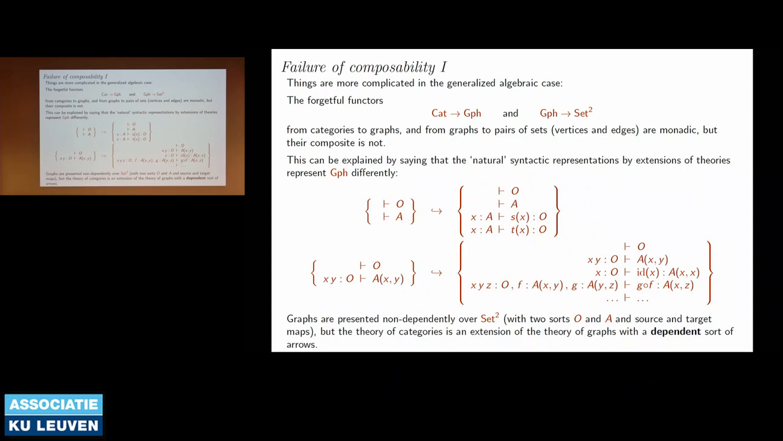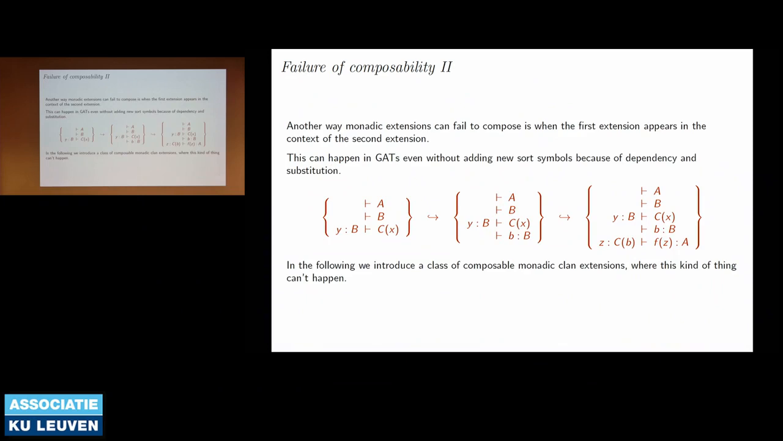On the other hand, if we want to view the theory of categories as an extension of the theory of graphs, then we have to take the theory of graphs with a dependent sort of arrows or edges. And these two theories have the same models, but they are not the same. And that's one way of understanding why something is wrong, why the composite is not monadic. But it turns out that here is another example where we don't have a mismatch in the middle, and still there's a failure of monadicity of the composite.